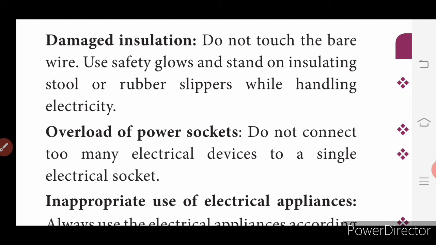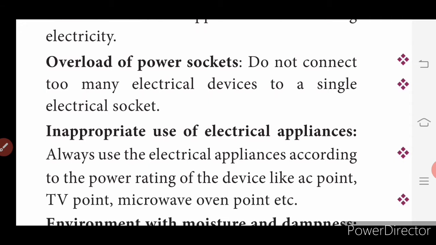The second one is overload of power sockets. Do not connect too many electrical devices to a single electrical socket. Many houses, even very small houses, have many electrical appliances, and they connect all the appliances to only one circuit. That is very dangerous, because each circuit carries only a limited amount of electrical energy. So there will be a short circuit. That is why there are some fire accidents. Because of this, electrical appliances burst due to the heavy voltage of current. So we have to avoid that.